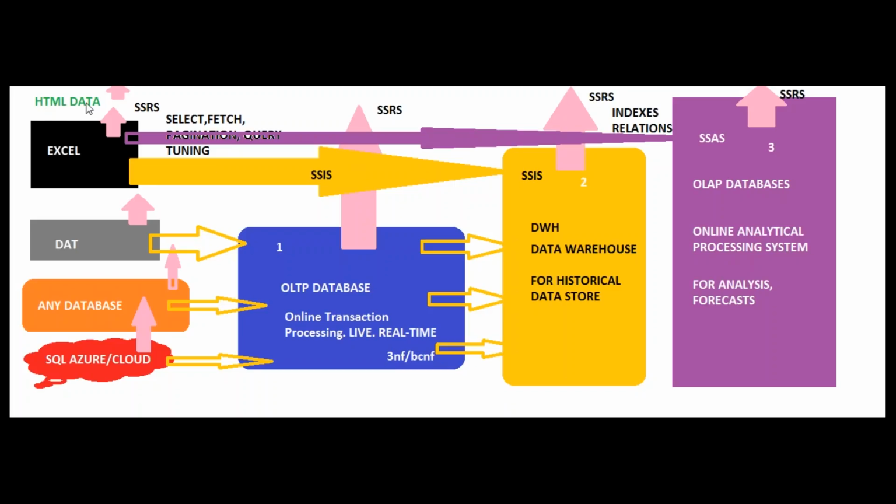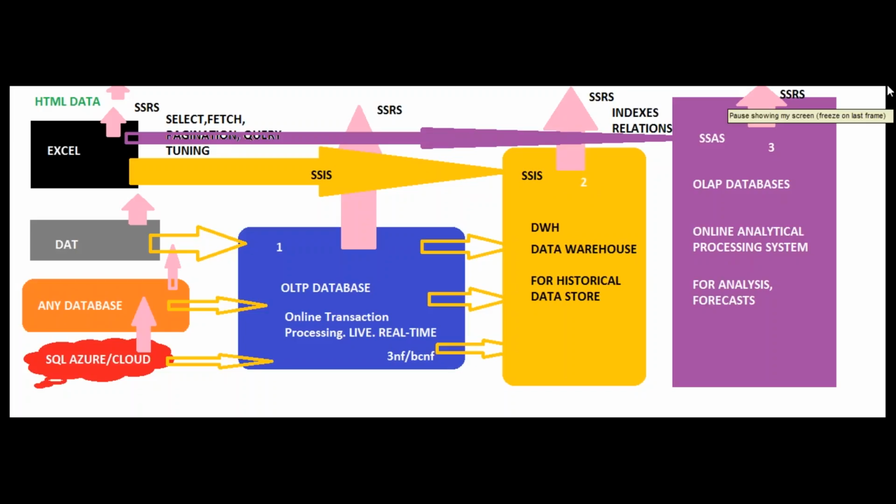Any type of data, it can be HTML data or Excel or DAT data or any database or any cloud, we can perform reporting. We say SSRS. The pink arrow marks are the SSRS, one of the components. From any type of data, we can design data warehouses, integration services, SSIS, box number 2. And from any type of data sources, we can also perform analysis services, that is box number 3.